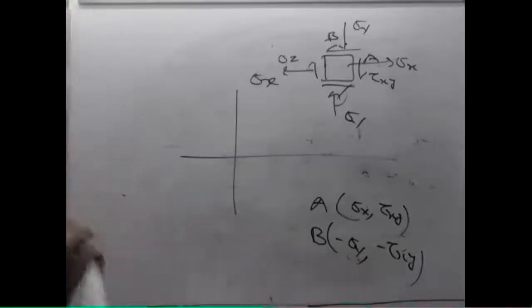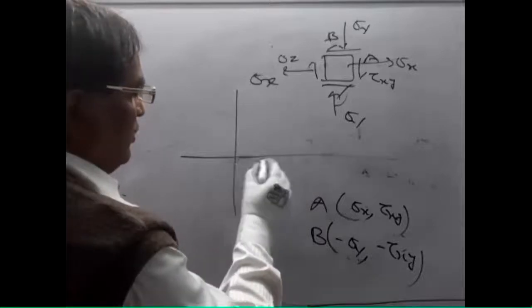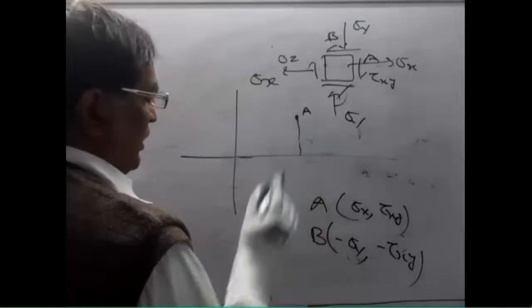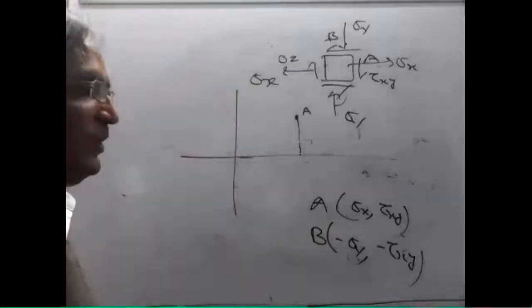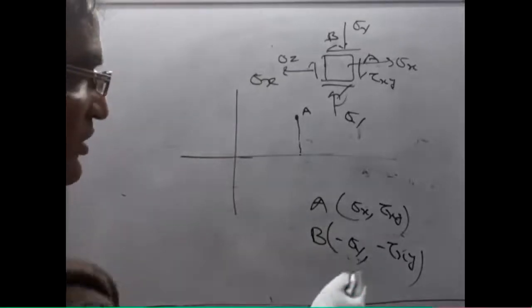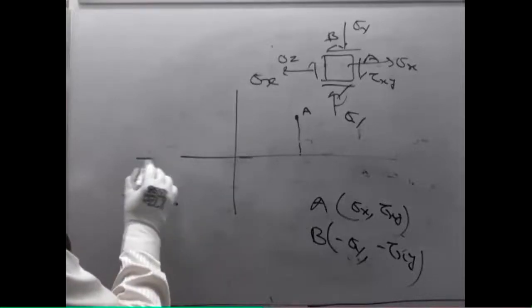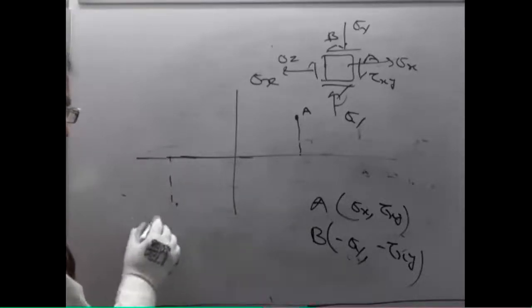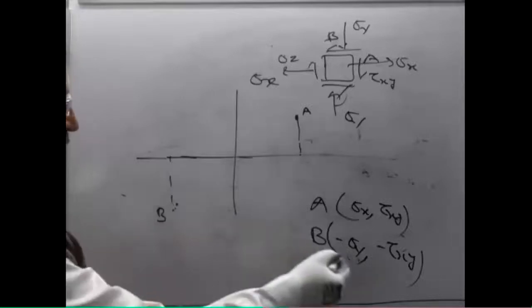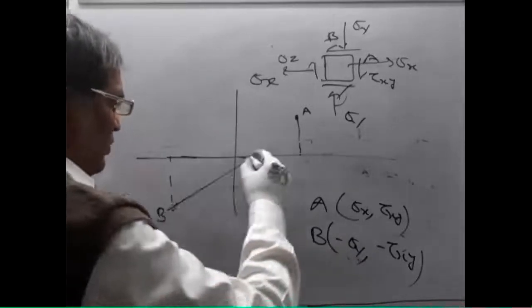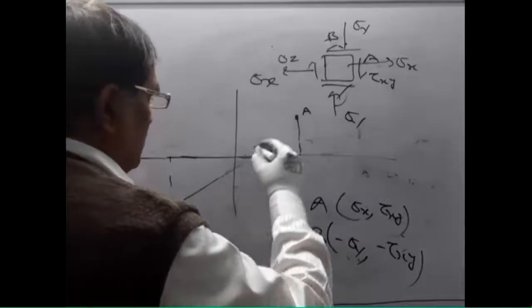Now, where will A and B come? A will come where the tau xy is positive, somewhere here. So this is the point A. And where will B come? If it is given like this, then B will come here somewhere. How do you find out the center? So connect this point. Okay, connect, right?